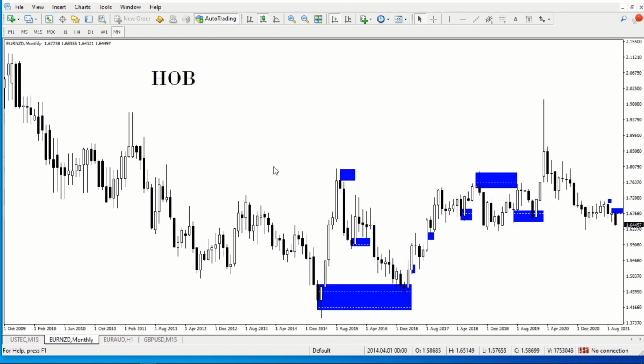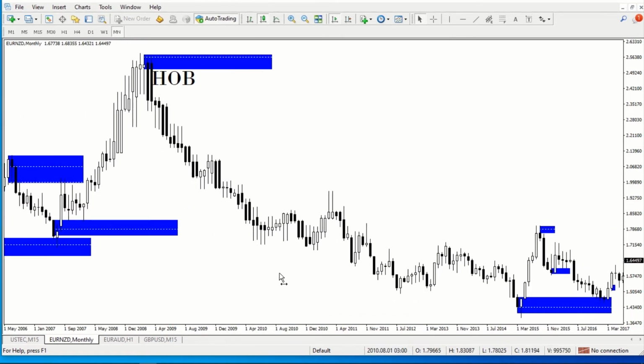How do you see the major ones? Yes, high probability order blocks are located at the major levels. This is our discounted level or demand level. They are very effective. Order blocks that are located at these high premium and discounted levels are very effective.